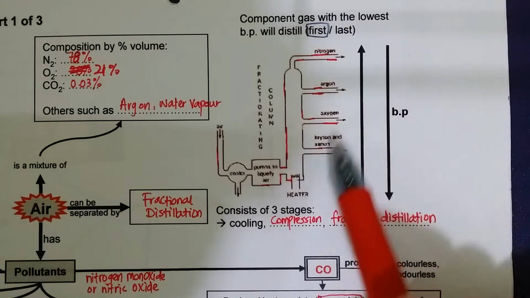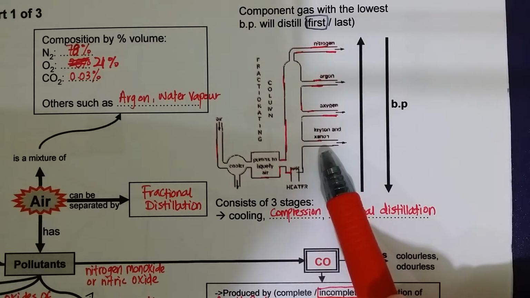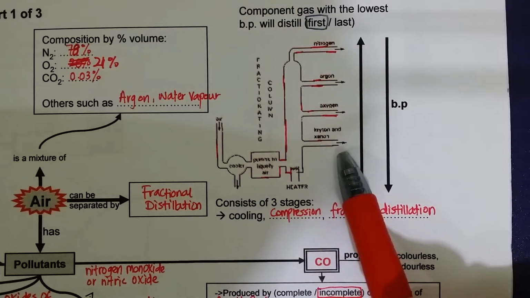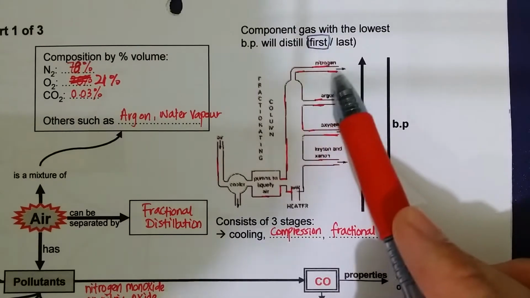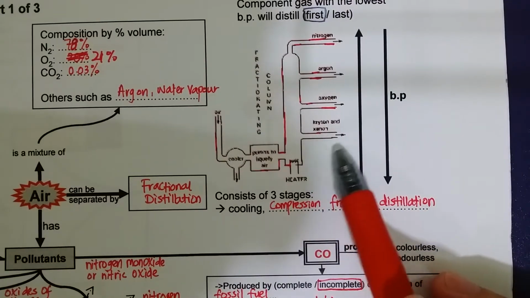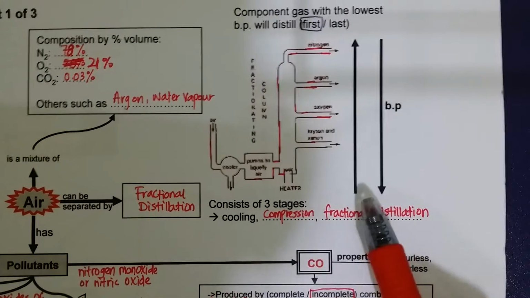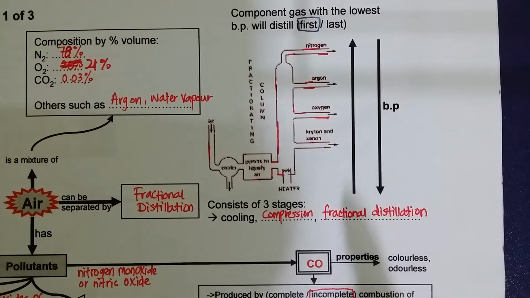Okay, so at the bottom of the fractionating column, the components of air with the highest boiling point will distill and get collected last. So lowest boiling point gets collected first, highest boiling point gets collected last. As you go down the fractionating column, the boiling point will increase.